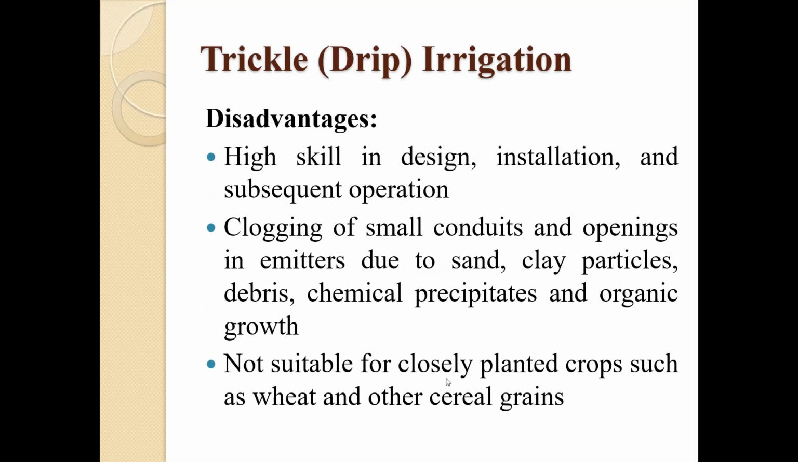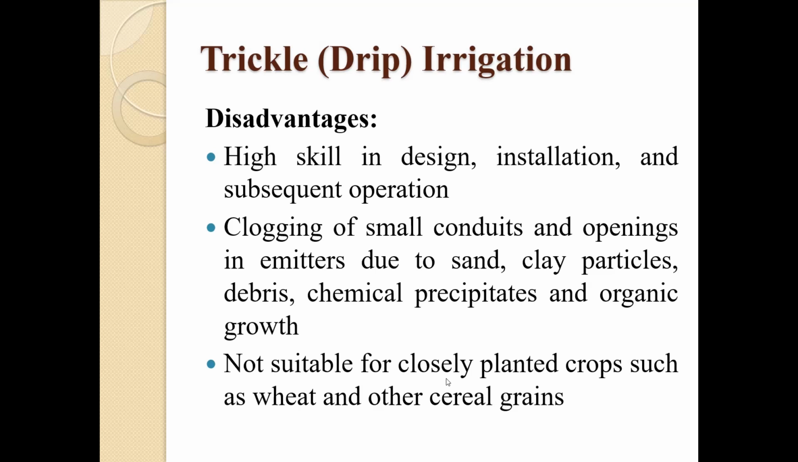Now the disadvantages of this system. It needs high skill in design, installation and subsequent operation. So we need to design a system for a particular kind of land or crop. Then skill is required for the installation also, and for the operation or execution also we require high skill. Then there is clogging of small conduits and openings in emitters due to sand, clay particles, debris, chemical precipitation, and organic growth.